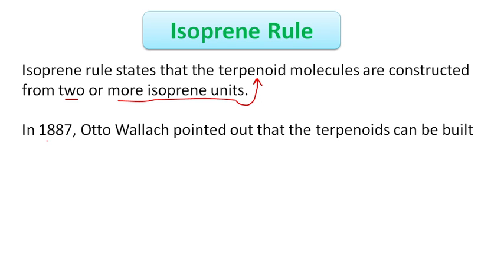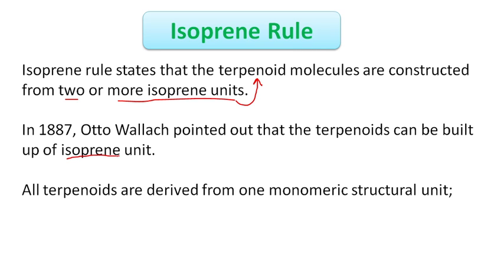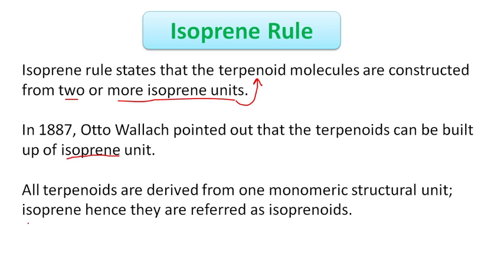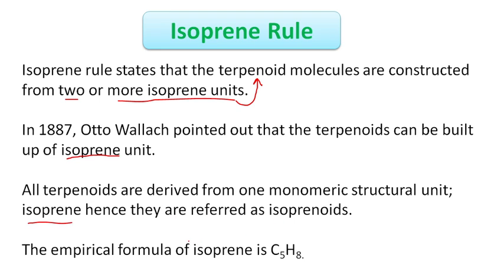In 1887, Otto Wallach pointed out that the terpenoids can be built up of isoprene unit. He also states that all terpenoids are derived from one monomeric structural unit, isoprene. Hence, they are referred to as isoprenoids. The empirical formula given was C5H8.